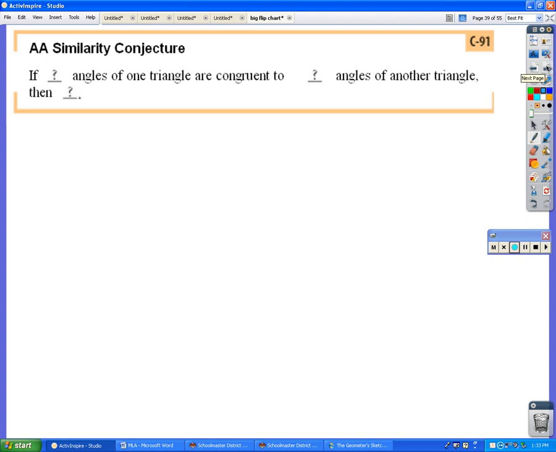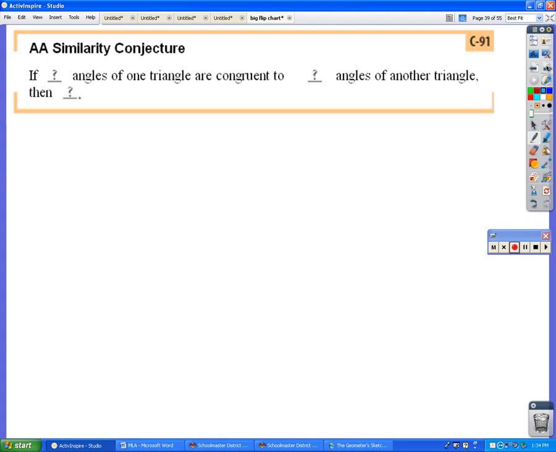What about if we do two of the angles, okay? If you have two angles that are congruent, what do you know is true about the third angle for sure? It has to be the same, because why? Because they have to add up to 180. So if the two of them are equal, then what's left has to be equal as well. And so that tells you for sure that all the angles are the same.